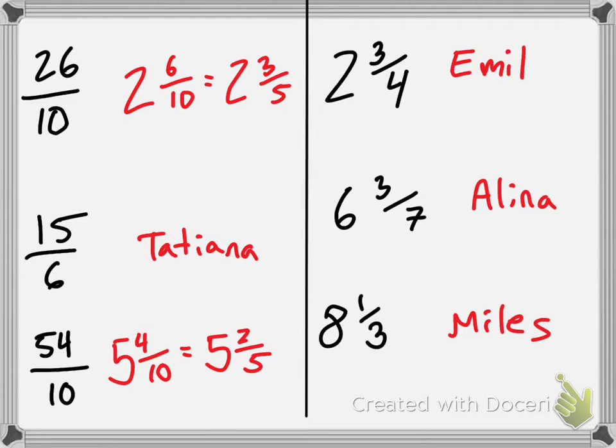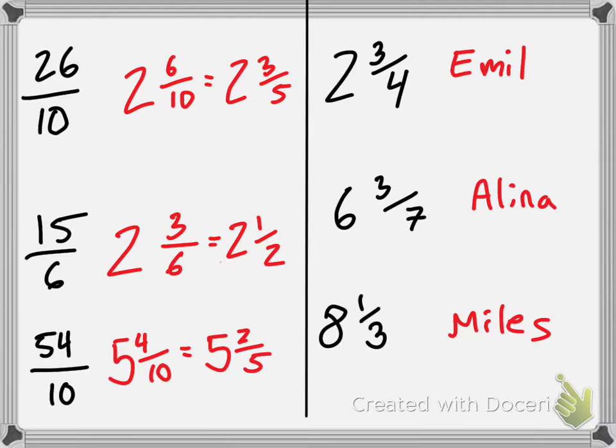Excellent. Tatiana, how many times does 6 go into 15? 2 times. And that's 12. So what do I get left over? 3. 2 and 3/6. What can that simplify to? It is 2 and 1/2. Yes, excellent.